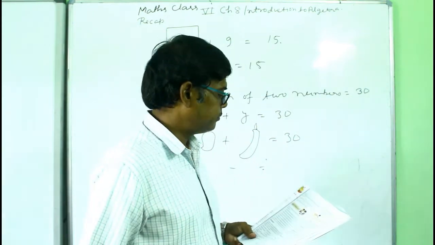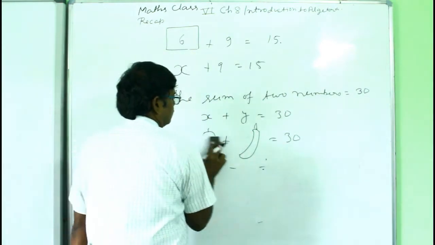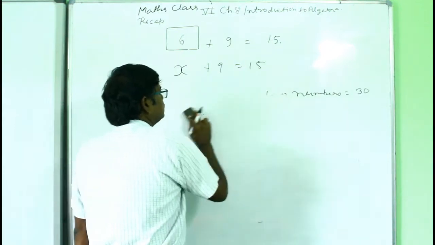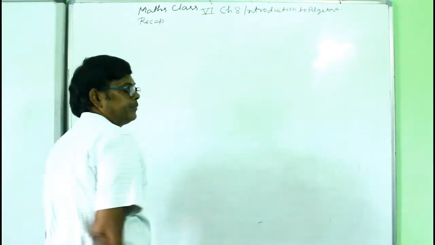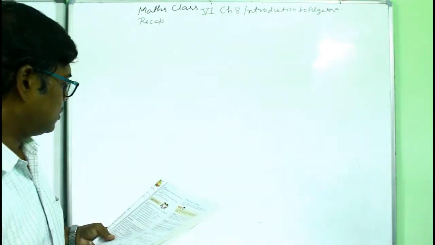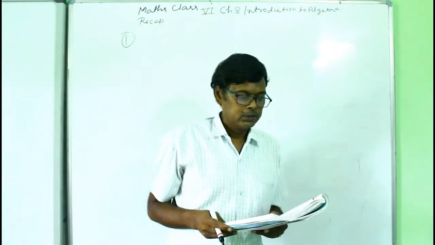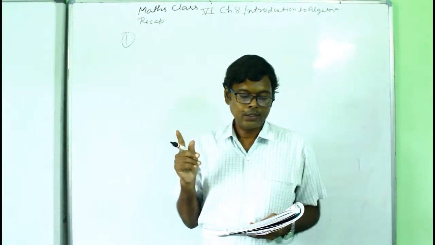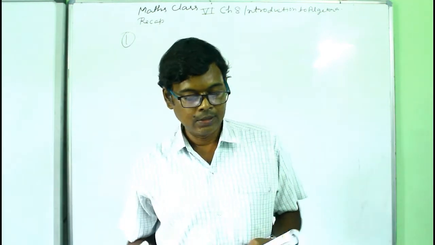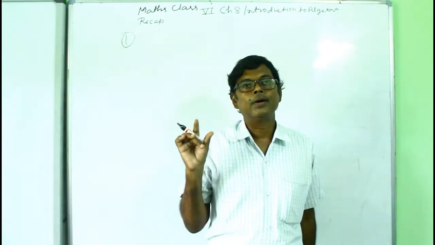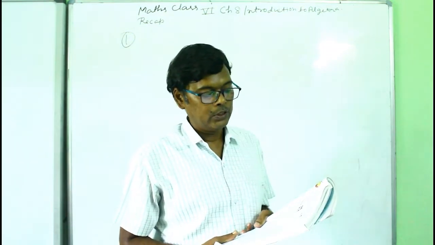Now here I will solve some questions from the recap exercise. Here the question number 1 is what should be added to 7 to get 11. यहाँ पर क्वेश्चन क्या है? Write the following statements as mathematical expressions. हमको यहाँ पर सिर्फ mathematical expression लिखना है. We don't have to solve them. So here what should be added to 7 to get 11?